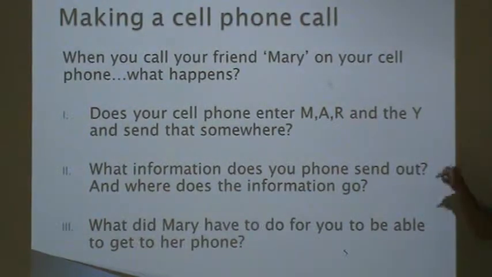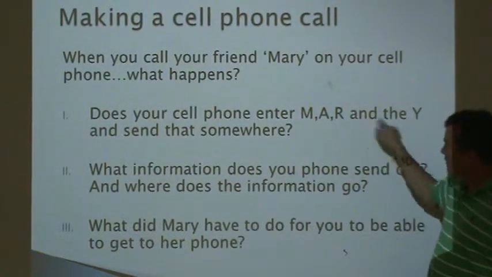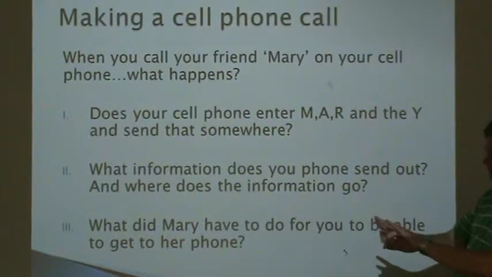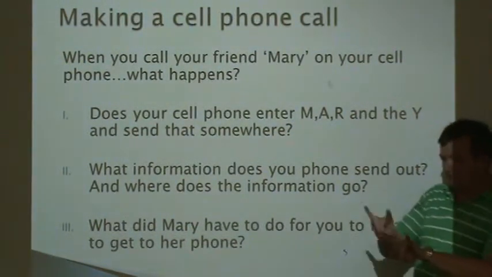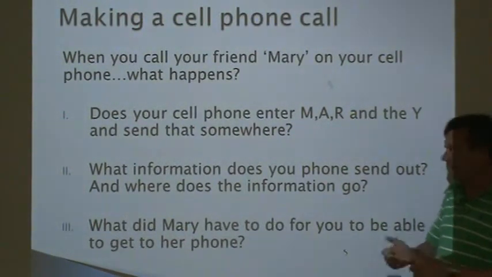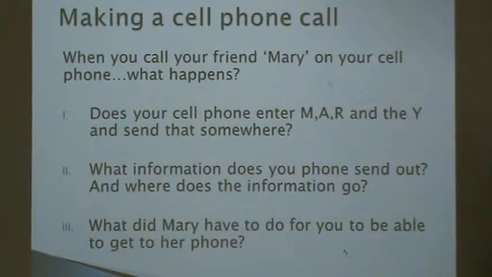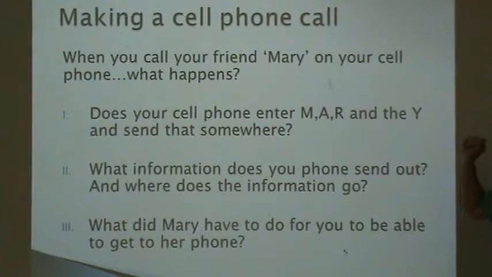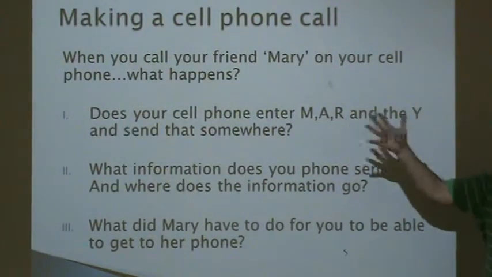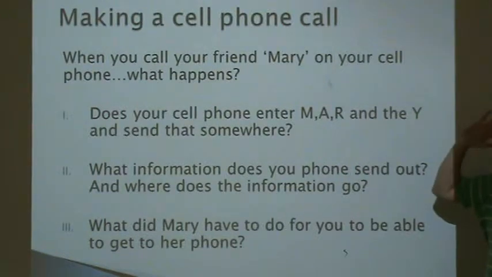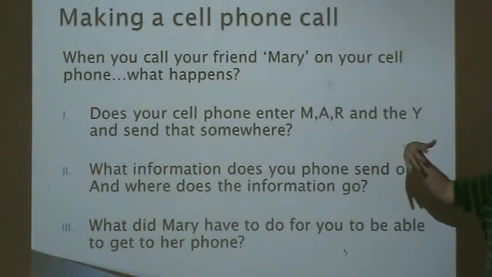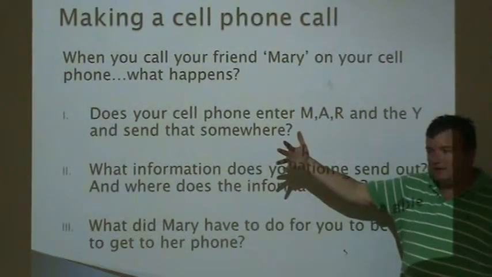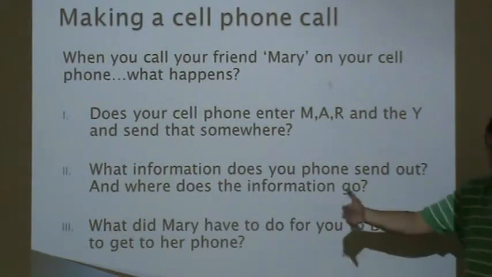So it enters the numbers or dials the numbers for Mary. But you had to have a map that said Mary's number is this, and then your other friends. Somehow a map of the numbers had to be there. So the number got dialed, and in order for Mary to receive the call, what did she have to do before you made the call? She had to buy a phone and register with the phone company, and the phone company would assign her a number.